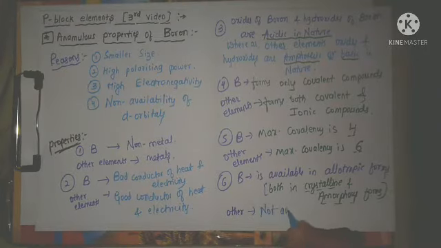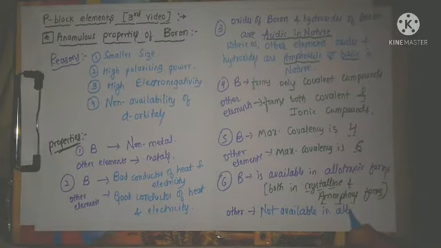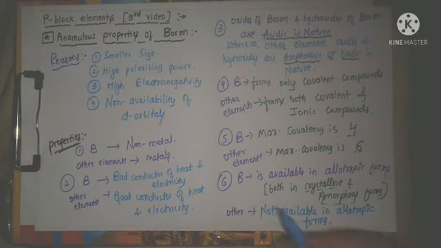Not available in allotropic forms, right. This is also one more anomalous property of the boron. Boron is available in the allotropic forms, whereas other elements are not. These are the 6 anomalous properties of the boron. Next we will discuss another 2 anomalous properties of the boron. Next, the 7th anomalous property.